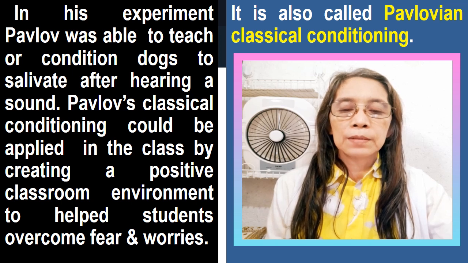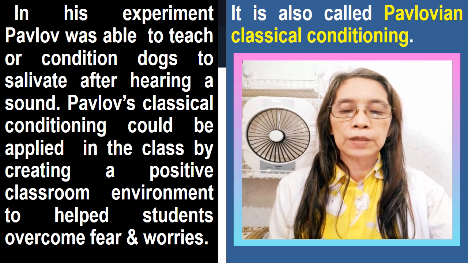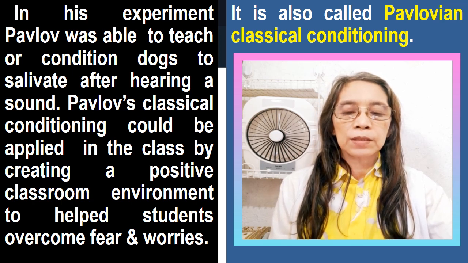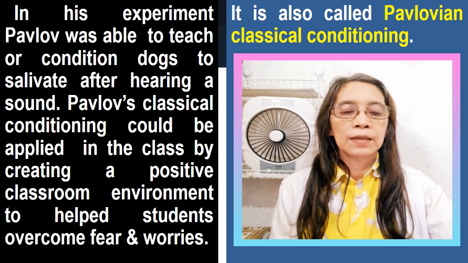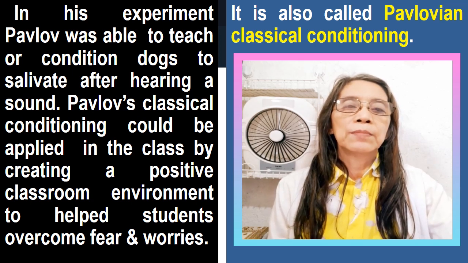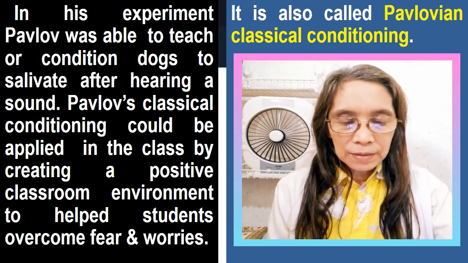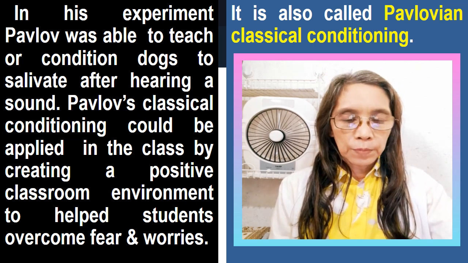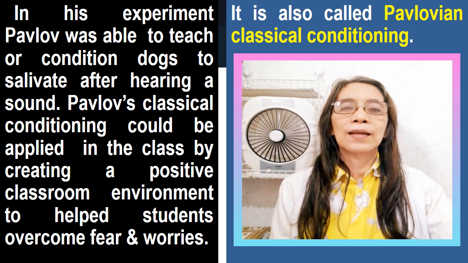In his experiment, Pavlov was able to teach or condition dogs to salivate after hearing a sound. Pavlov's classical conditioning can be applied in the class by creating a positive classroom environment to help students overcome fear and worries. It is also called Pavlovian classical conditioning. For example, letting students perform in front of a group with pleasant surroundings will help them stay calm and relaxed.